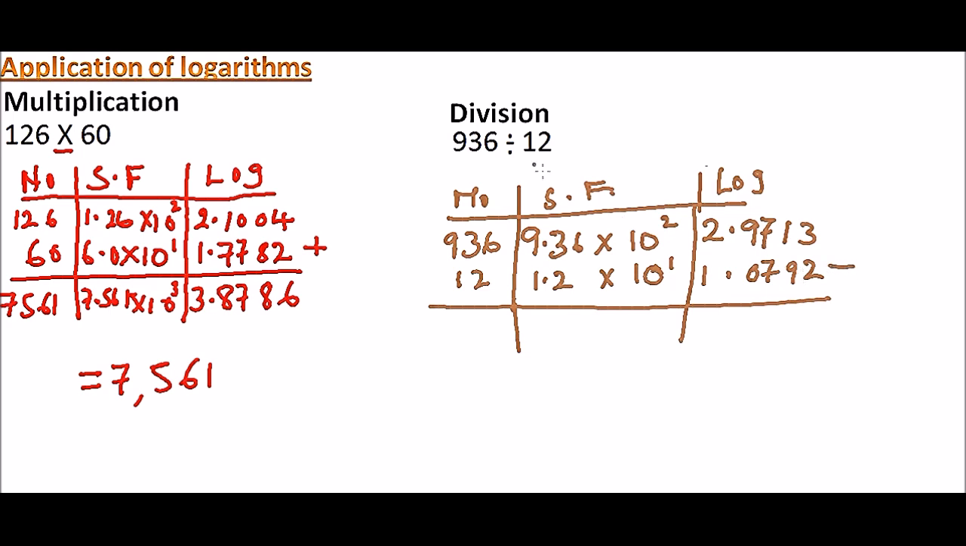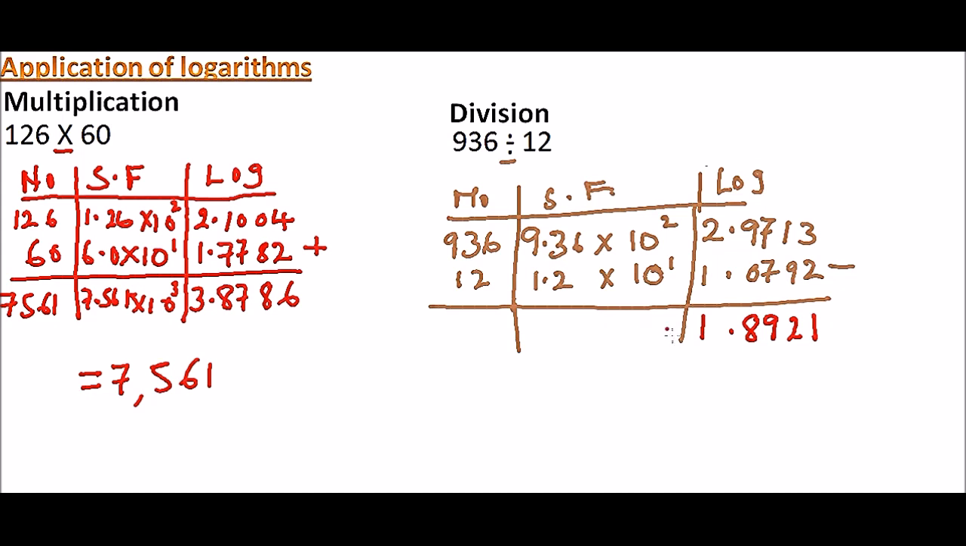We subtract because it is division. So when you subtract, you get 3 minus 2 is 1. This will have 11. 11 minus 9 is 2. Here we are left with 6. We borrow 1. 16 minus 7 is 9. So here we have 8 minus 0 is 8. 2 minus 1 is 1.